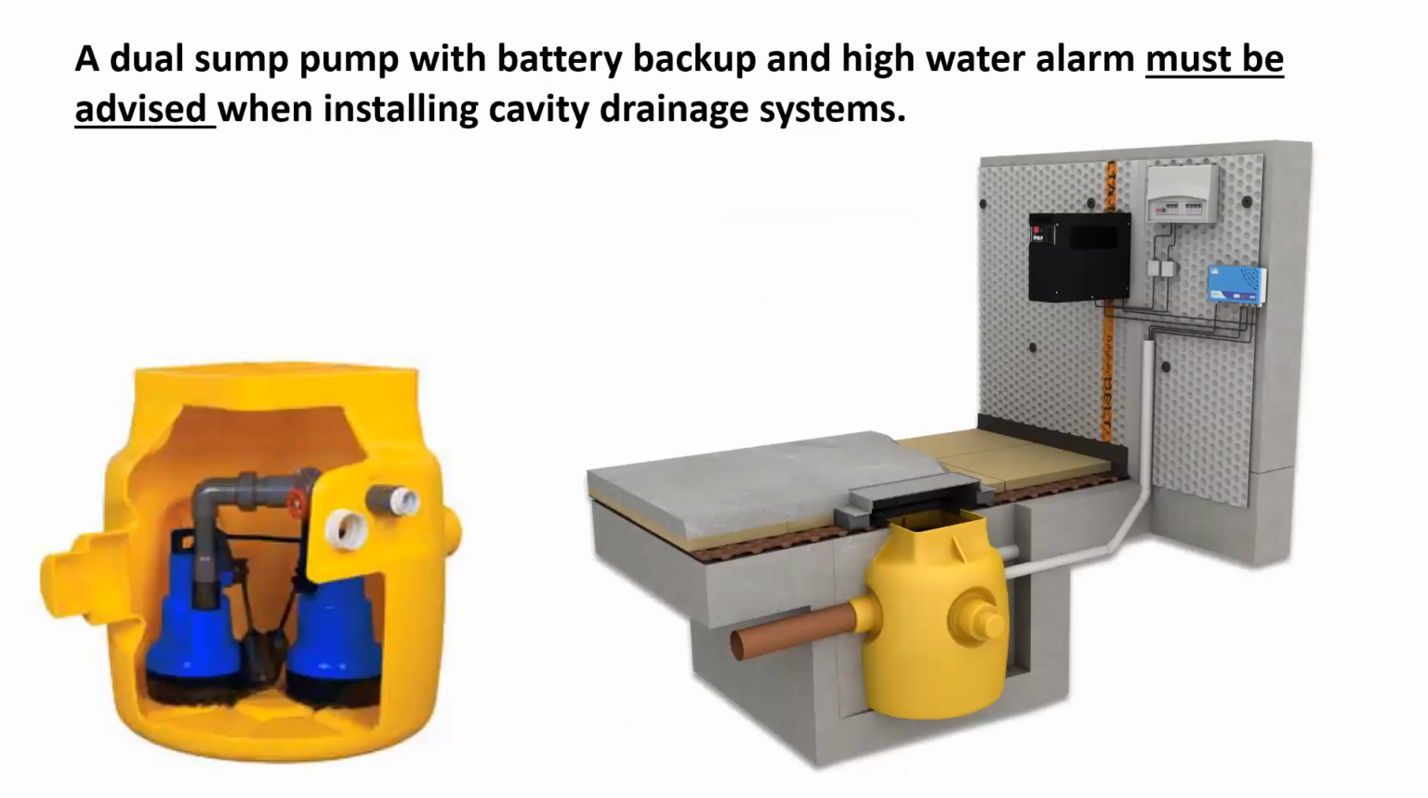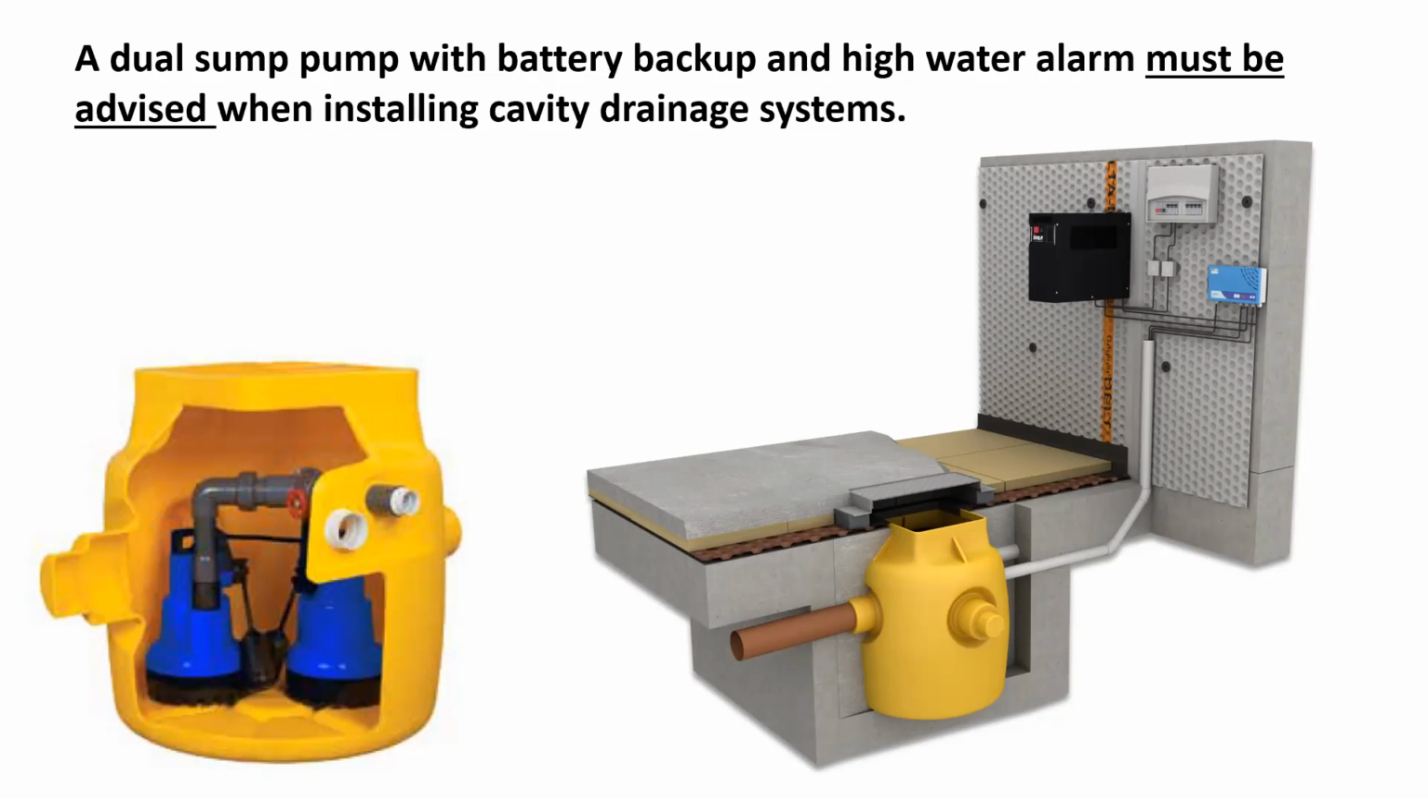So multi-level basements, cavity drainage systems which manage water ingress behind membranes and direct it into channels and pump it away. Basically, that's now been highlighted as requiring a battery backup and a dual sump pump. So a dual sump pump is basically a pump with two pumps in it, on the basis that if one breaks down or there's a fault with it, the other one will trigger and the basement won't flood. And in doing so, it will activate an alarm.